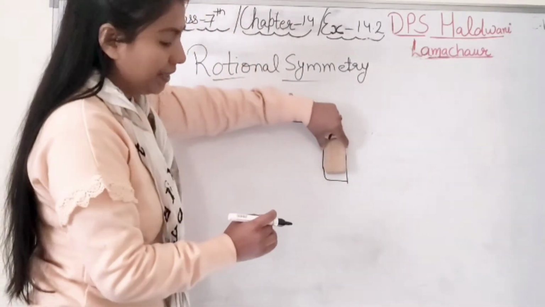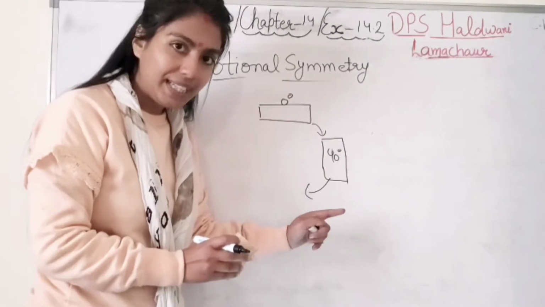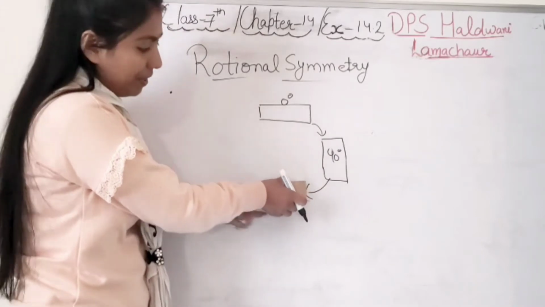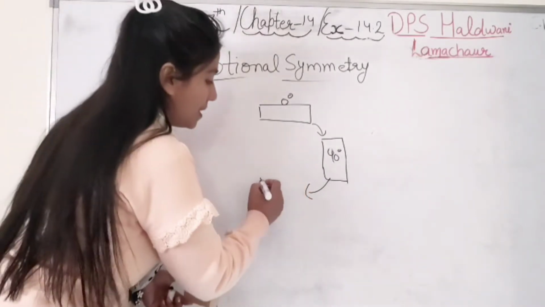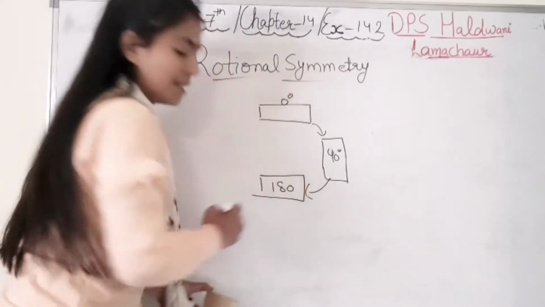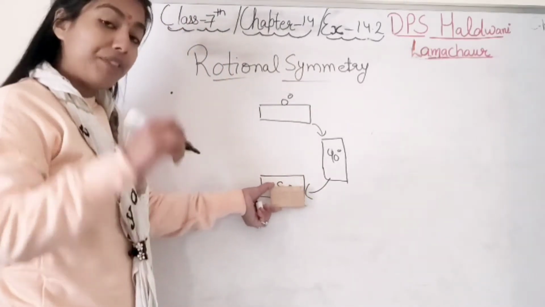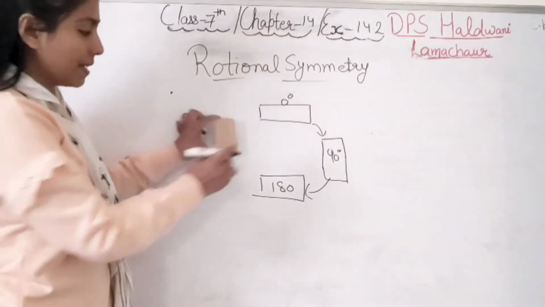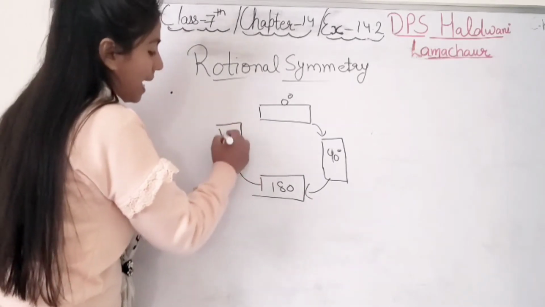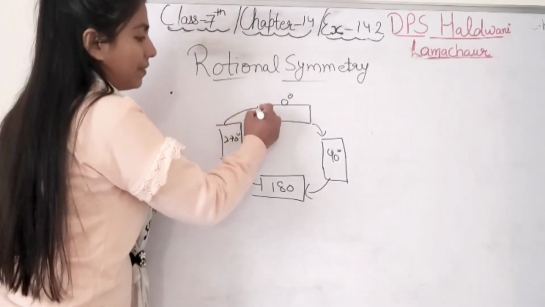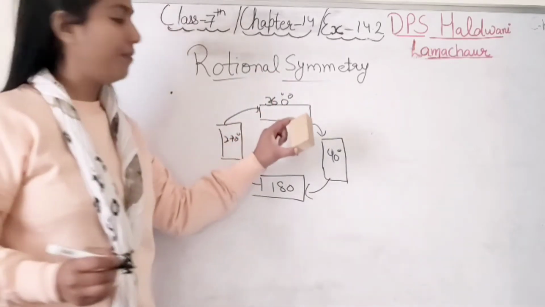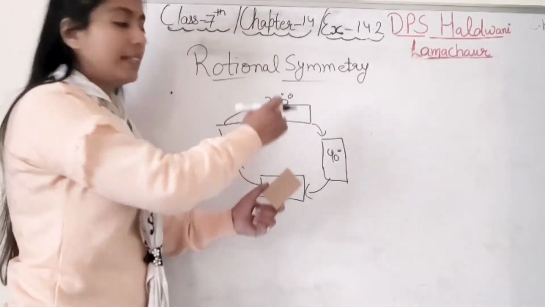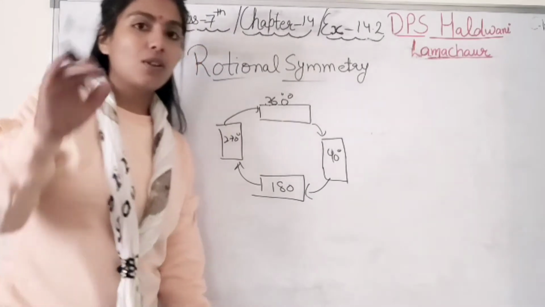Now, after 90 degrees, which angle comes next? 180, right? When I have rotated it through 180 degrees, the shape will be in this manner, right student? So this is 180 degrees, the shape is this. After 180 it will be 270 degrees. When I rotate it through 270 degrees, the shape is this. And after that, at 360 degrees, the shape will be the same. It means rotational symmetry is when you rotate the given figure through 360 degrees. Right, student? This is called rotational symmetry.